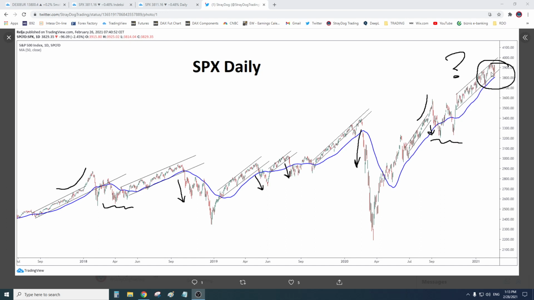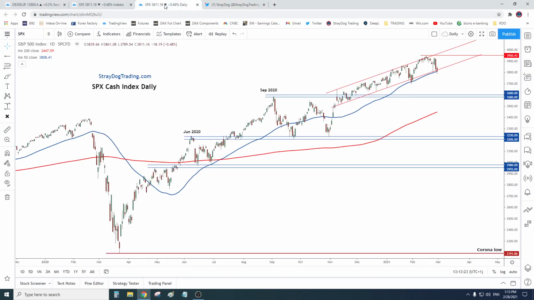Now we are again in this channel, and let us zoom in on the current chart starting from the Corona low, March 2020, and observe what could happen if we don't get a parabolic move above the all-time high, because that is certainly one of the scenarios where the market could find support here and move higher.